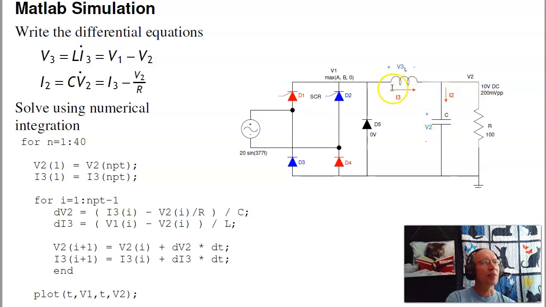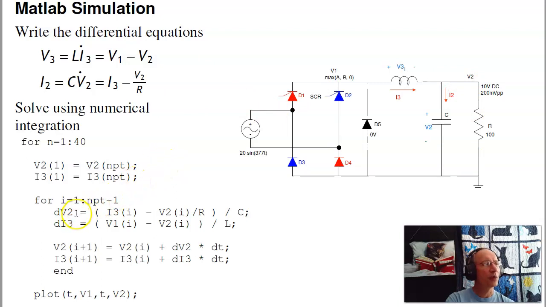The change in variables, V equals L di/dt, L I3 dot is this voltage. That voltage is V1 minus V2. The current I2 is C dV2/dt. I2 is I3 minus V2 over R. That gives you two coupled differential equations.